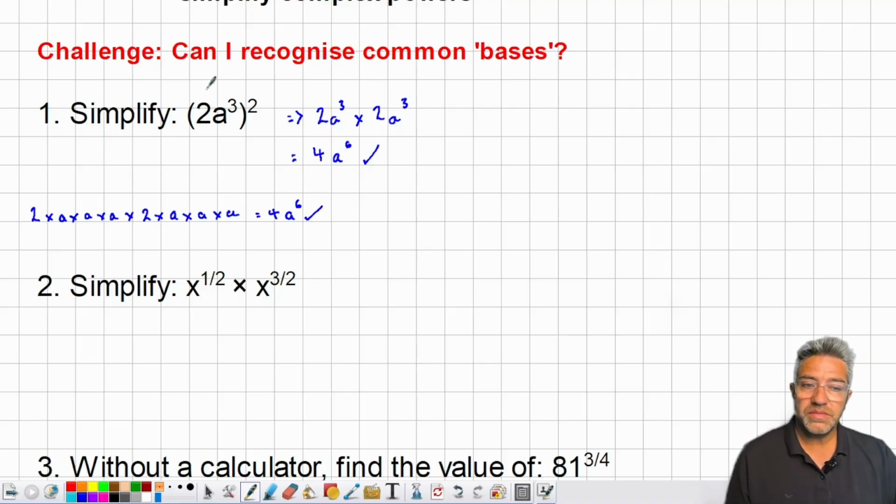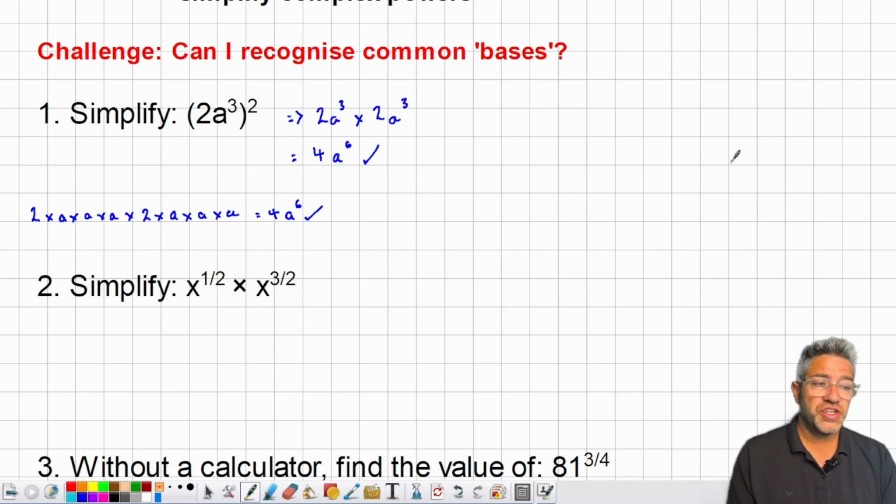We could have done 2 squared gives me 4. A cubed squared, when it's power to a power, we can just multiply. 3 times 2 is 6. So that would also have given us 4a to the 6, and actually we would have worked more efficiently. So please keep that in mind as we're moving forwards.